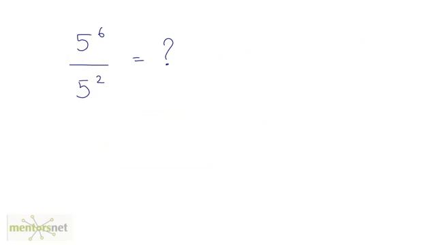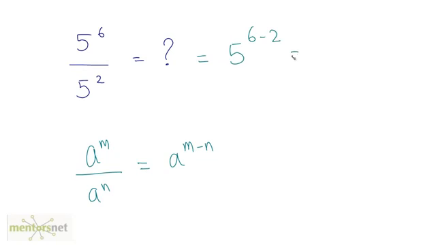Let us look at the next law. If you have an expression where you have a raised to m divided by a raised to n, then it is equal to a raised to m minus n. So if you have division, you have m minus n. So this will be equal to 5 raised to 6 minus 2, and that is 5 raised to 4.